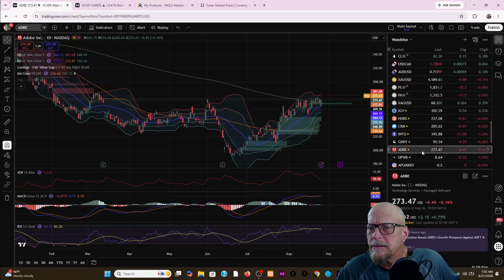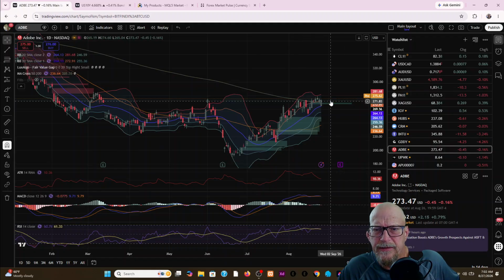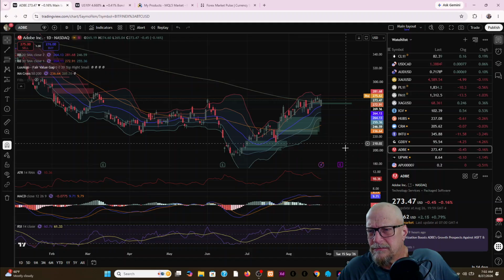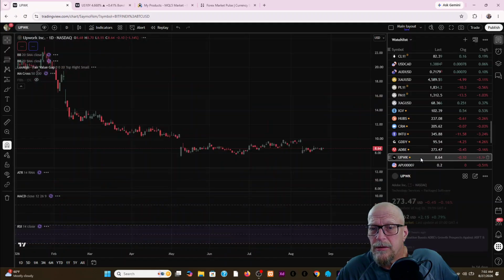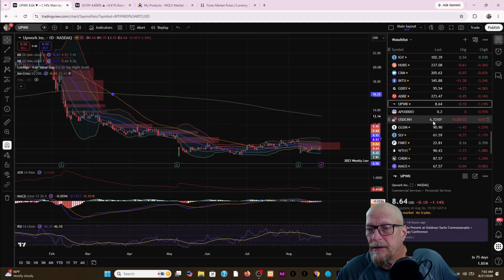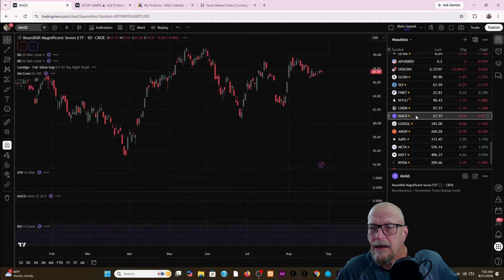Adobe, 273.47. That's still a sweetheart of a stock right there, but it's running into resistance right here again. So from a technical aspect, I don't think I would jump into it. And that's weird seeing three green bars like that. It's fighting. It's off 45 cents yesterday. Upwork, well, you know, not a whole lot to talk about with Upwork. It's just fun to highlight.